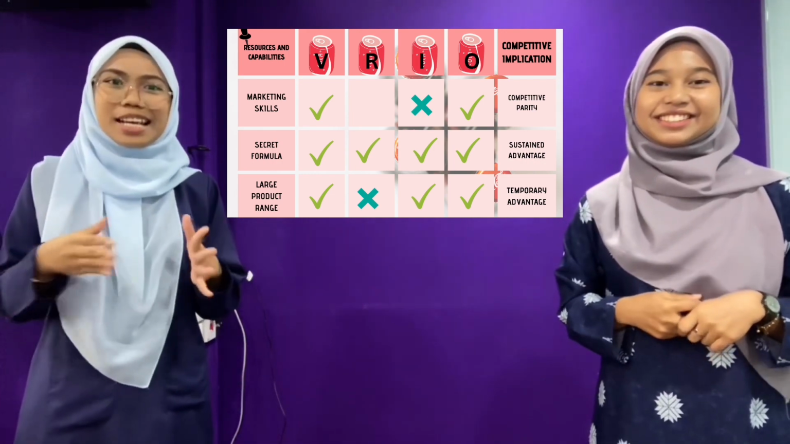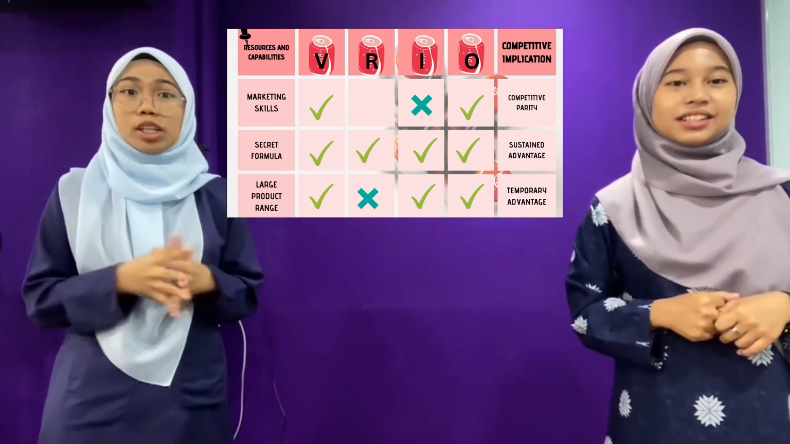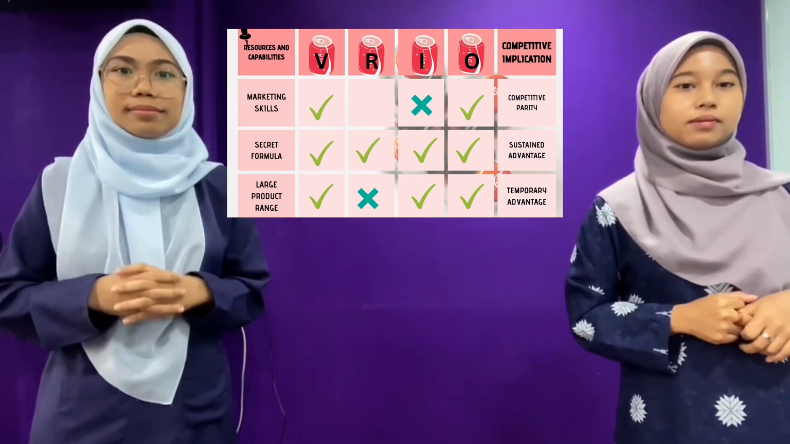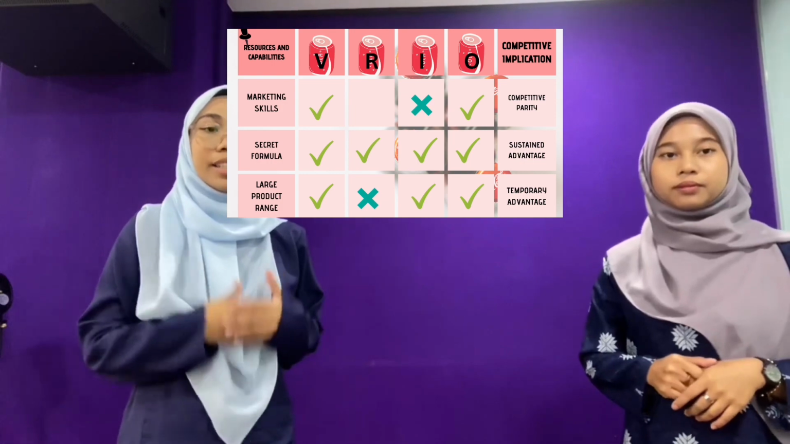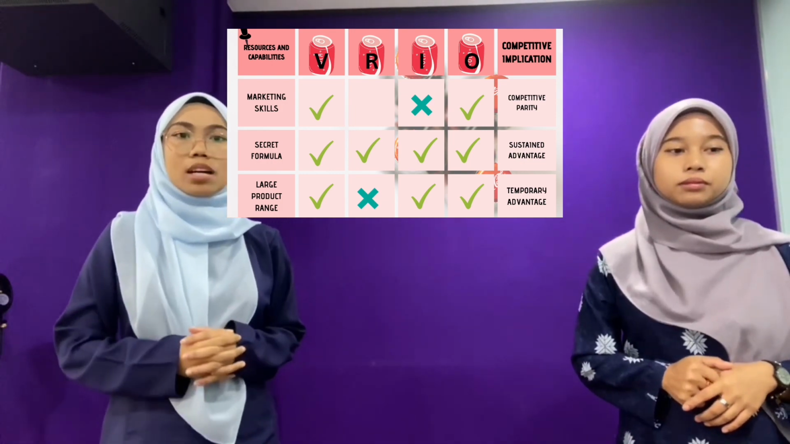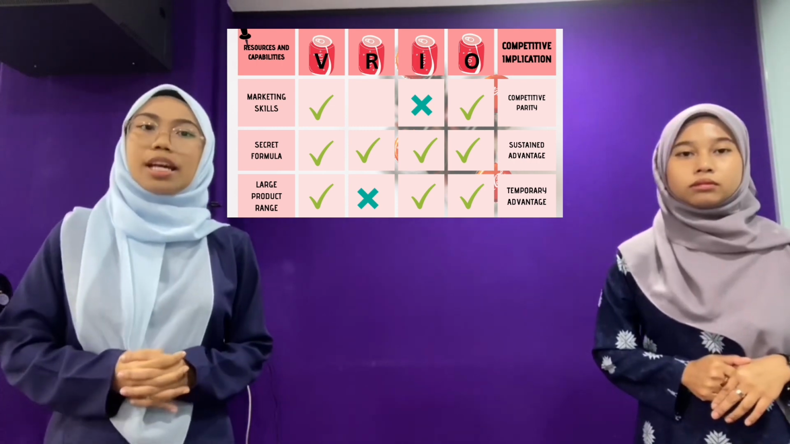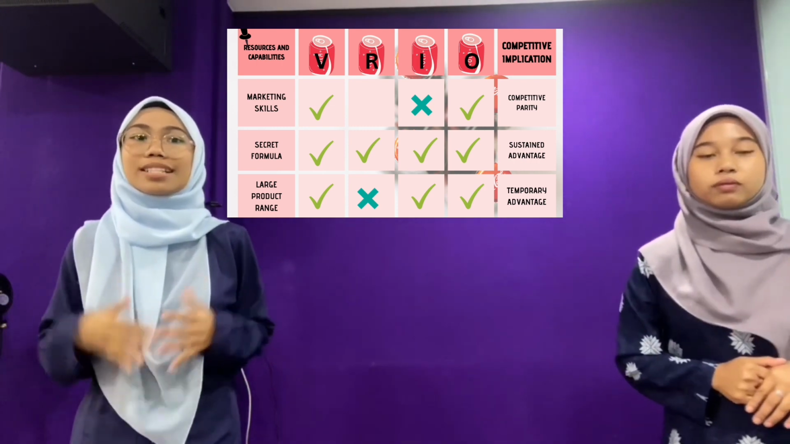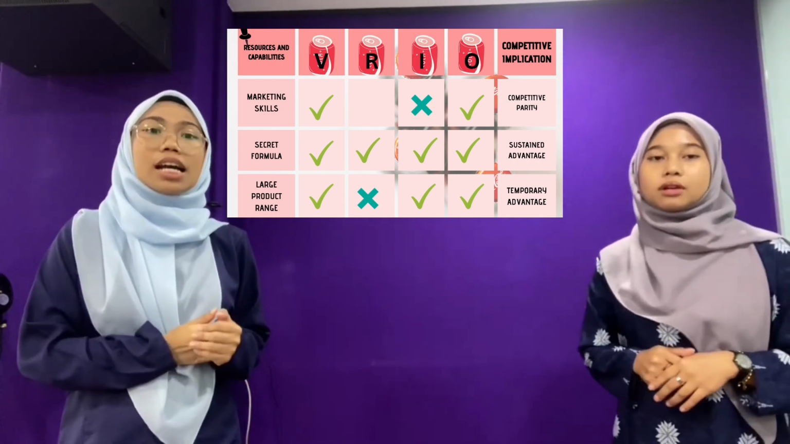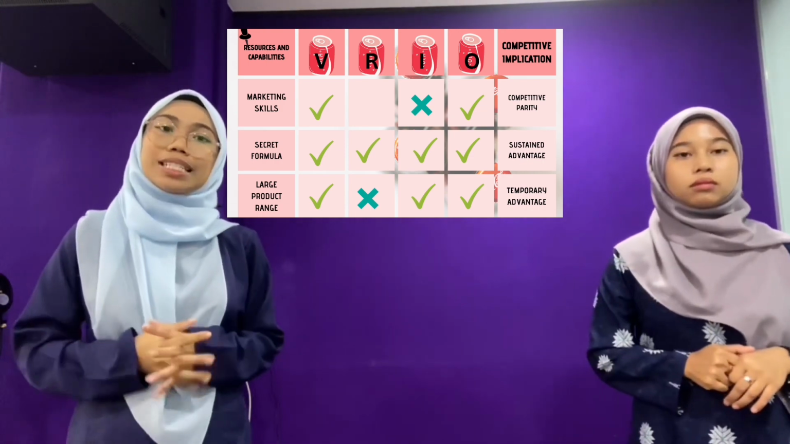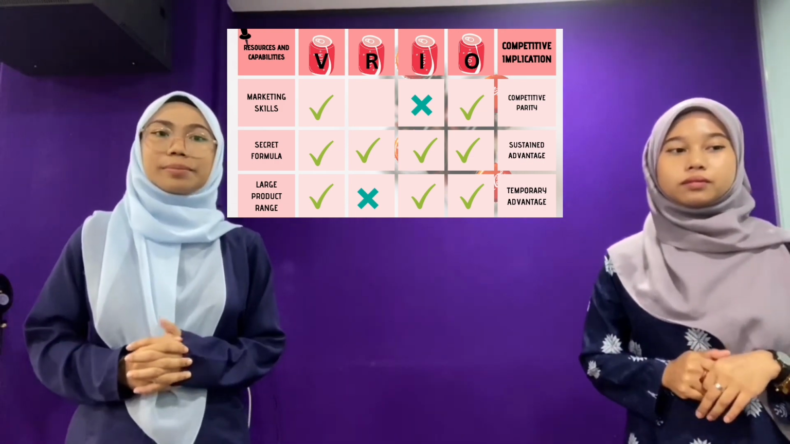Meanwhile, for organization it is yes, because they managed to protect the formula of their original product. For product range, yes, it's easy to imitate because other brands such as Pepsi also have a large product range. Besides, the organization also succeeded in increasing its product range to compete with competitors in the soft drink industry.